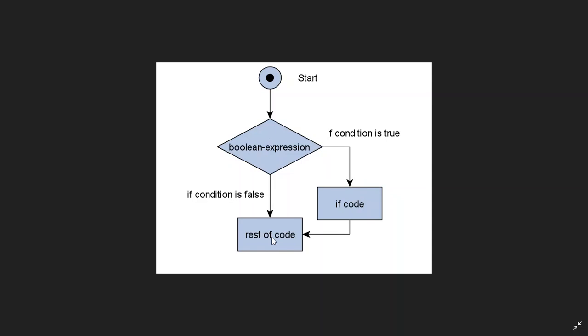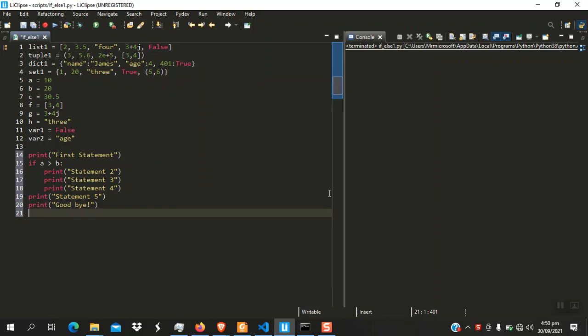I'm going to show you an example right now. First, I just want you to see the general flow diagram of an if statement. It shows the flow of an if statement. An if statement has 2 or 3 parts. We have a Boolean expression, and if it is true, we have the if code to be executed. Once the if code is executed, the rest of the code will be executed. But if the Boolean expression is false, the if code will be skipped and the rest of the code will be executed. All right, so here is an example.